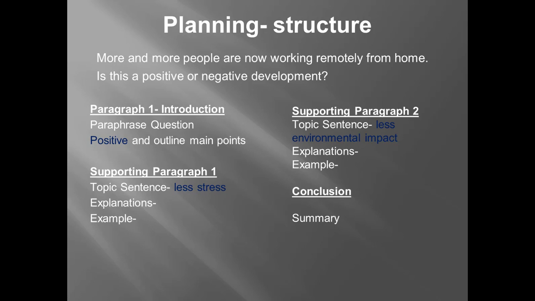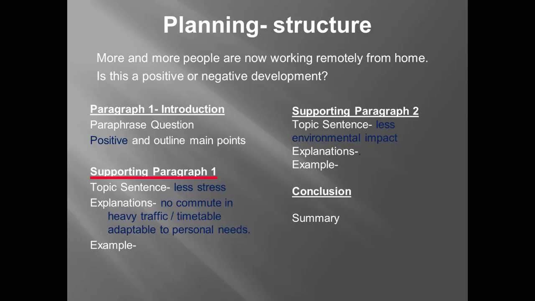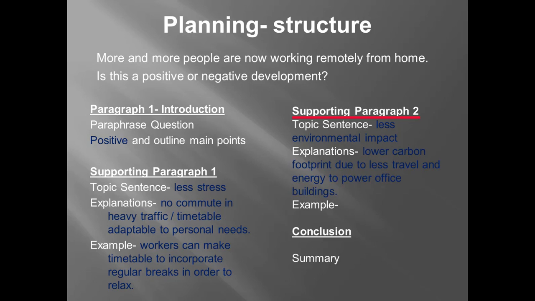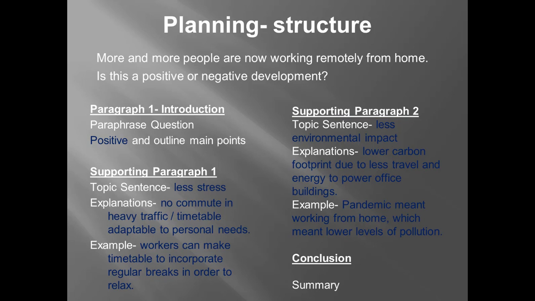You then follow the same structure as any other opinion essay, as you can see here. In the introduction, you state your opinion, it is a positive development, and you outline both your ideas. Then you have one main body paragraph for one idea that includes a topic sentence stating the idea, an explanation of it, and then an example to support it. Then in the second main body paragraph, you have your second idea, again with a topic sentence, explanation, and an example. In the conclusion, you state your opinion again and summarize both ideas.